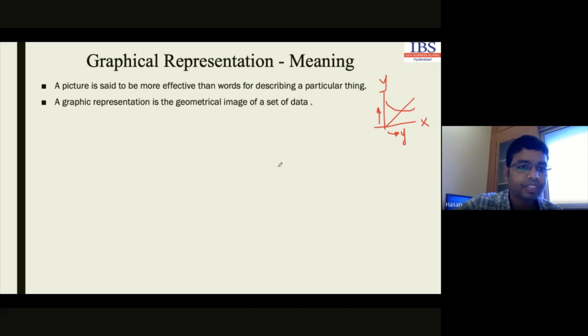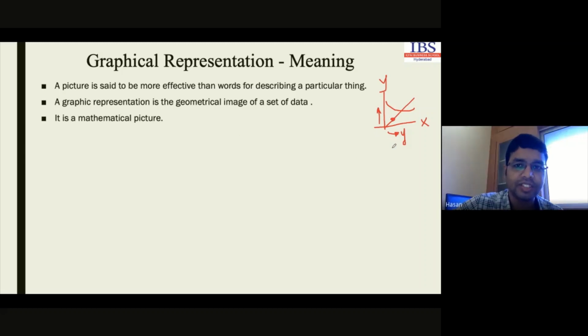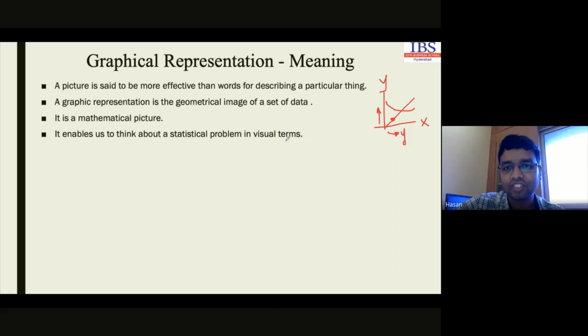Okay. Next one is the mathematical picture. Mathematical view, because this is the combination of x and y values. If x is 1 and y is 1, then we can put the value here. So this is basically a mathematical combination. Yes, sir. Coordinate geometry. Yes, coordinate geometry. Very good. Then it enables us to think about statistical problems in visual terms. We can observe and say what is there, whether it is an increasing trend, a decreasing trend, whether we are making a loss or a profit. So depending on what is there in the graph, we can easily say. Okay.